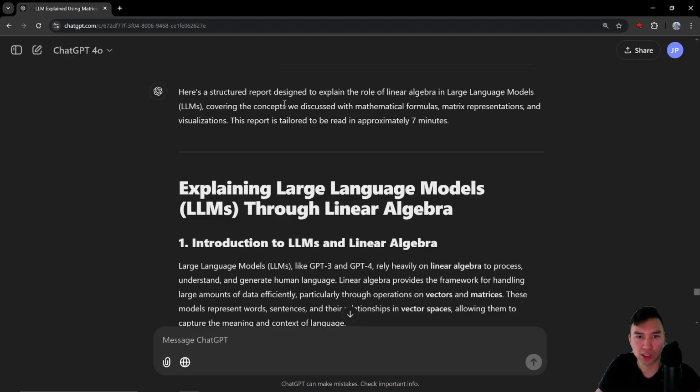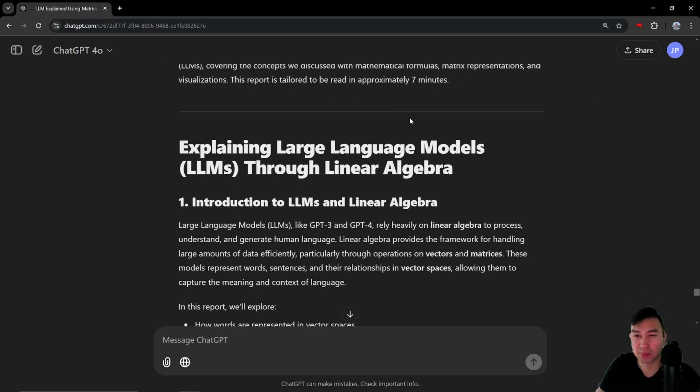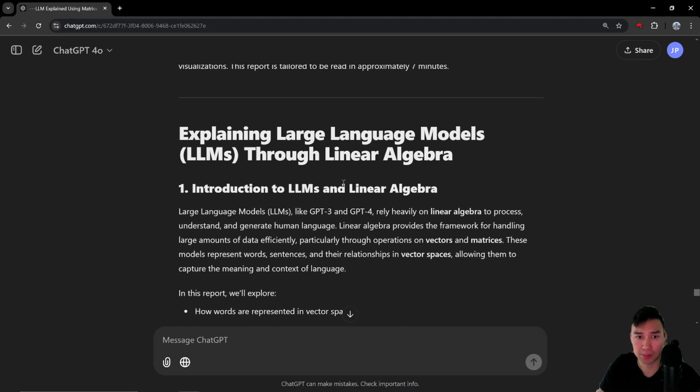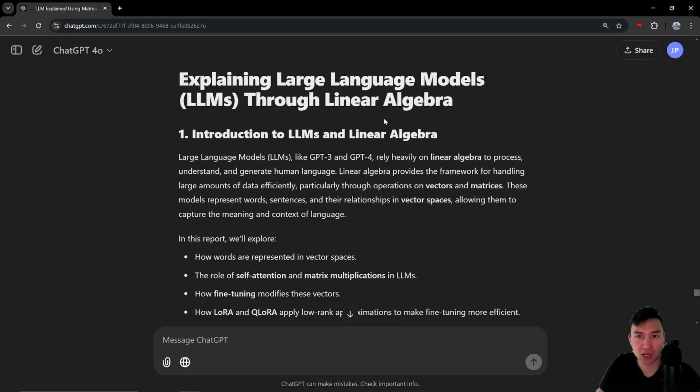Here's a structured report designed to explain the role of linear algebra in large language models, covering the concepts we discuss with mathematical formulas, matrix representations, and visualizations. This report is tailored to be read in approximately 7 minutes. Yeah, this whole conversation that I had is like a 1 hour read, actually, but I'm trying to reduce it to 7 minutes. Explain the large language models through linear algebra.